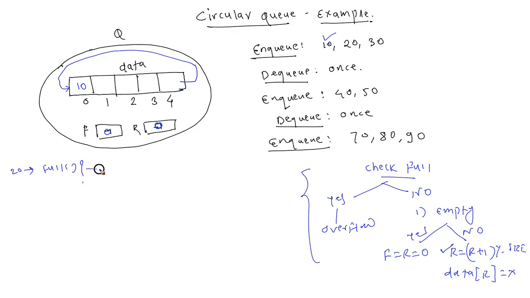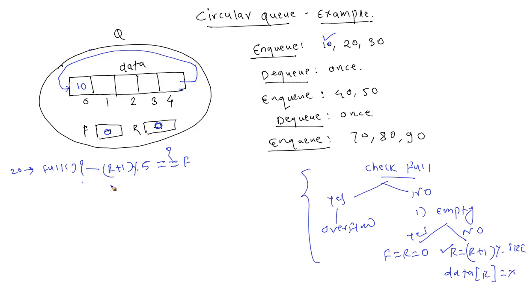Is it full? How will I check? R plus 1 mod size, which is 5 here, the size of the array. Is it equal to f? Question mark means, is this equal to? Right? Is it equal to f?